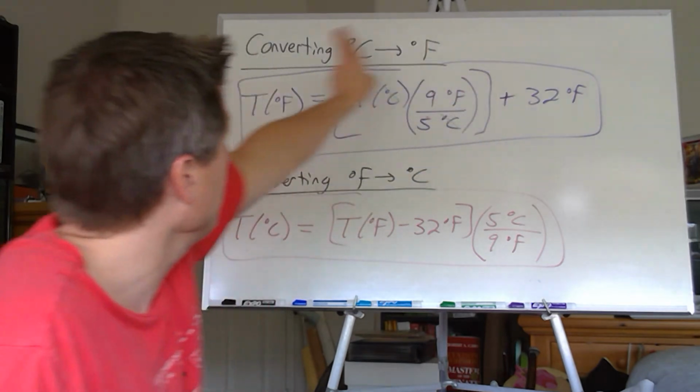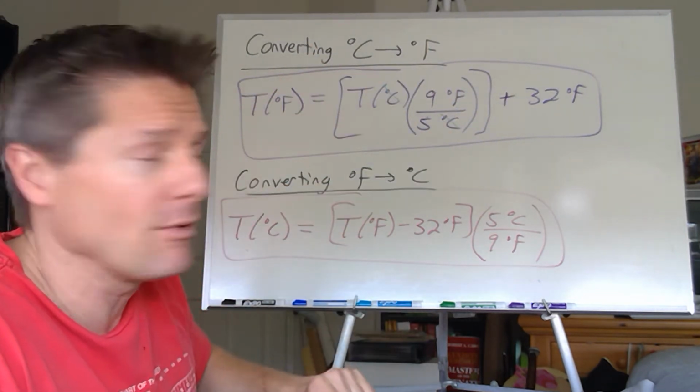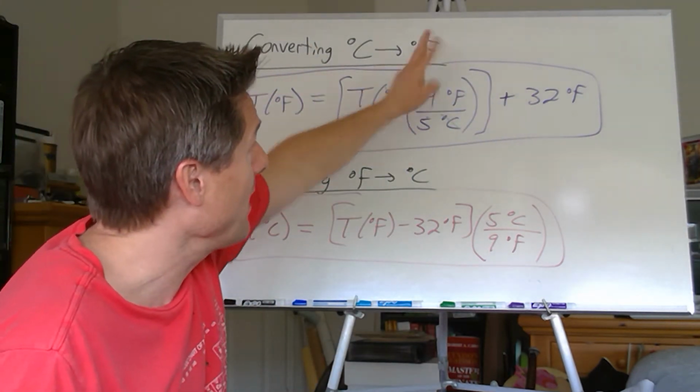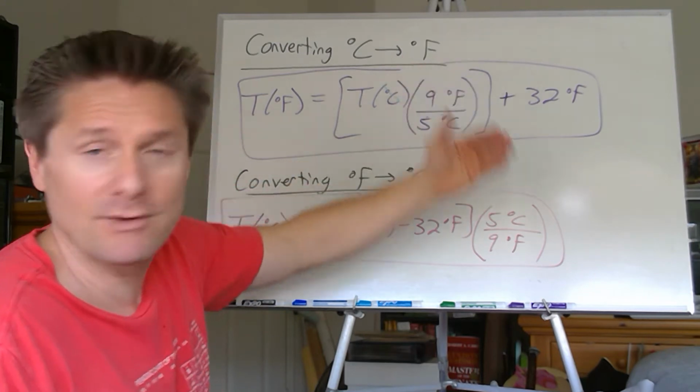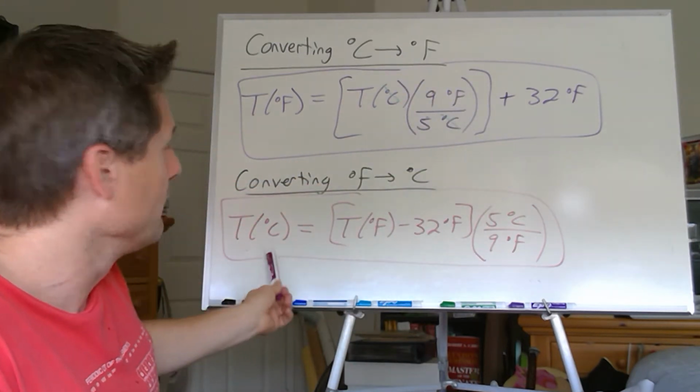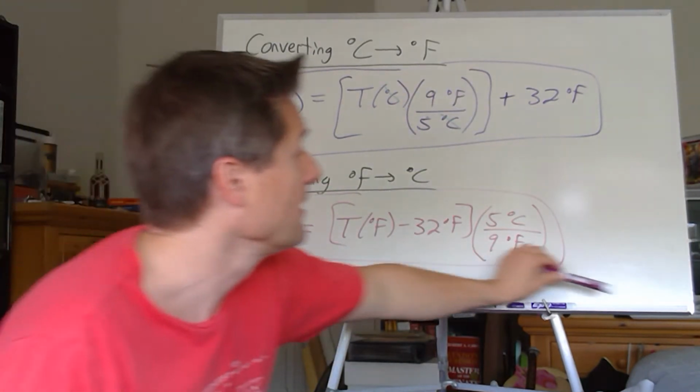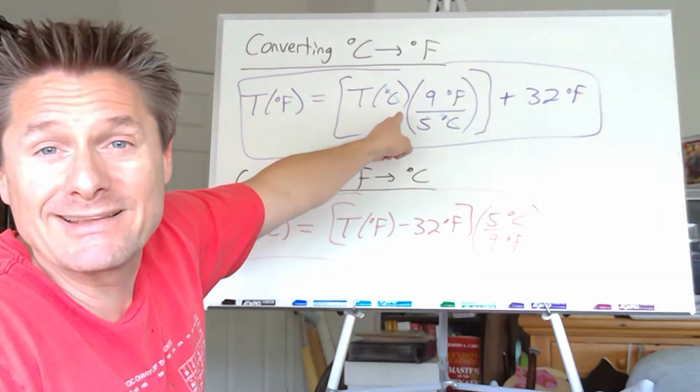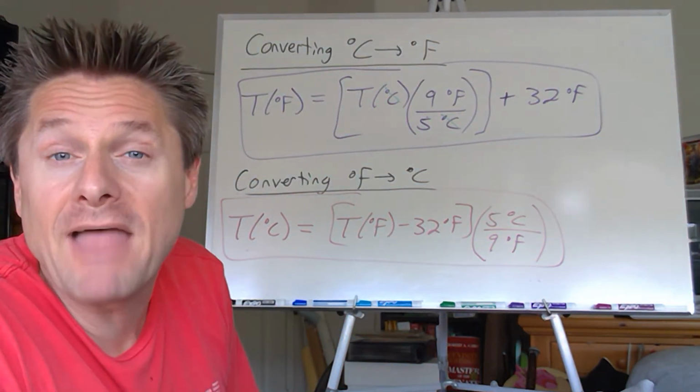So you just move the 32 to the other side by subtracting 32 on both sides, and then get rid of that by multiplying both sides by 5 degrees Celsius over 9 degrees Fahrenheit, and you've isolated the temperature in degrees Celsius. This is the one I will provide you on exams. I would expect you to be able to derive that one from it.